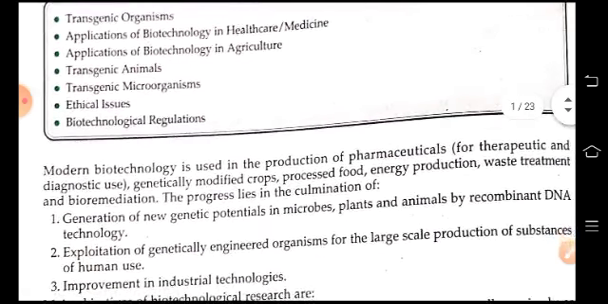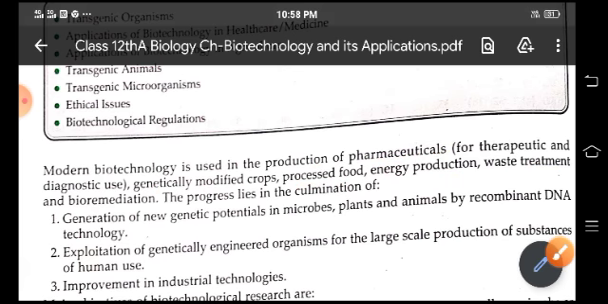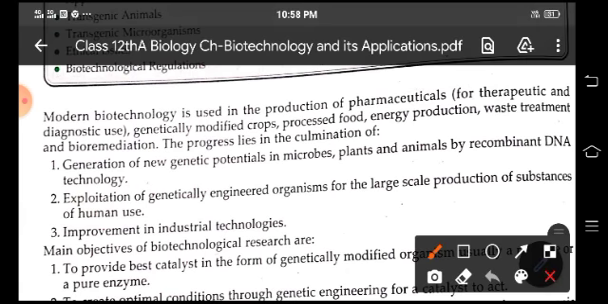So modern biotechnology is used in the production of pharmaceuticals, genetically modified crops, processed food, energy production, waste treatment, and bioremediation. Now, generation of new genetic potentials in microbes, plants, and animals by recombinant DNA technology, exploitation of genetically engineered organisms for the large scale production of substances of human use, and improvement in industrial technologies.